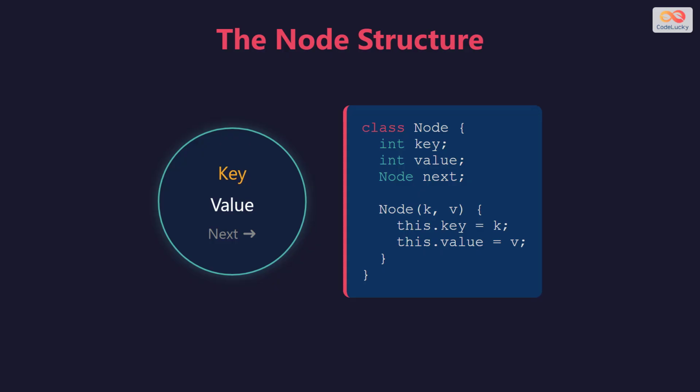To implement this, we need a node class. Each node will hold the key, the value, and a pointer to the next node in the list. This is the building block of our chained linked list.